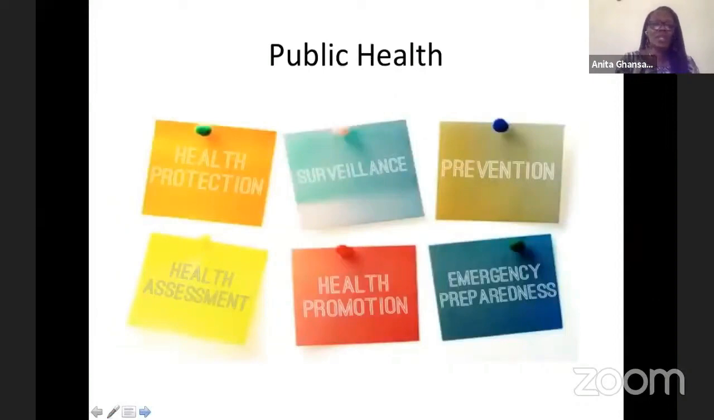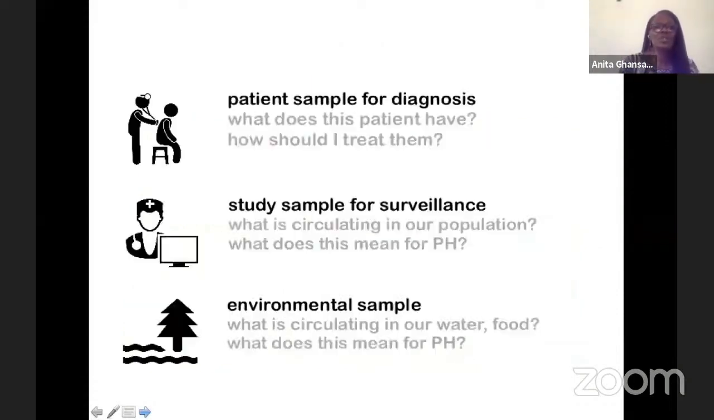So for public health, in order to support the 6 pillars of public health, that is health protection, surveillance, prevention, health assessment, health promotion, and emergency preparedness, we support with diagnosis and then sampling for surveillance. We are interested in knowing the circulating pathogens in our populations and what this means to public health. And then we're also interested in environmental samples so that we know what is circulating in our water bodies, our food, and what this means to public health.